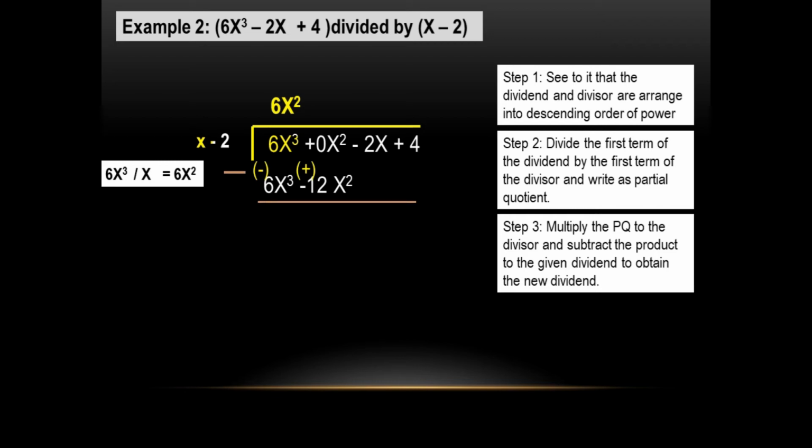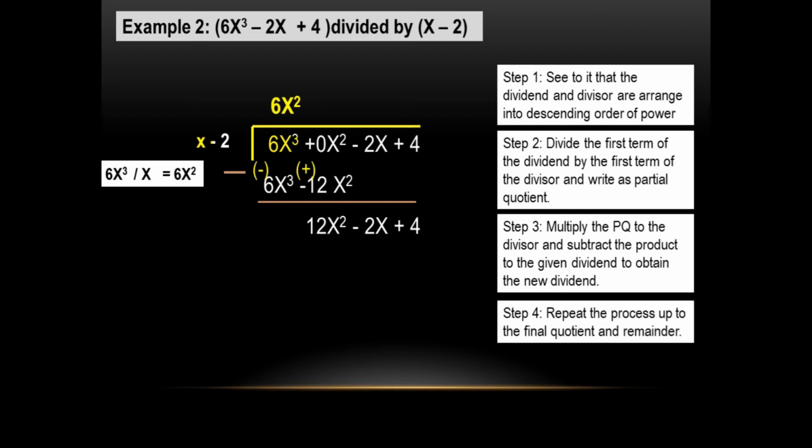Then after that, you multiply. So 6x squared times x is 6x cubed, and 6x squared times negative 2 is negative 12x squared. And subtract. So change the sign, and add. So it becomes 0 now. So 0x squared plus positive 12x squared is 12x squared. So bring down negative 2x plus 4.